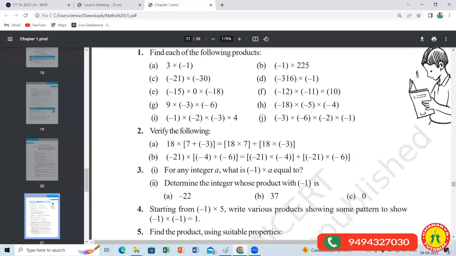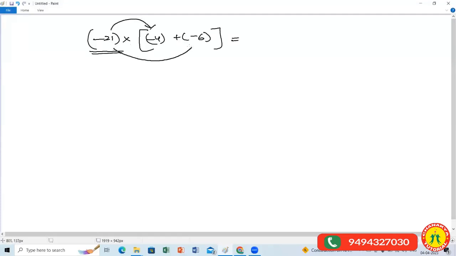In today's class, let me go with our exercise where we stopped, the verification part, B bit. Which property, children, can we use here? By looking only, you can say. -21 with brackets for -6 and -4. Using brackets, if you take any number outside the bracket, it is the distributive property. This number is distributed to both the numbers inside the bracket.